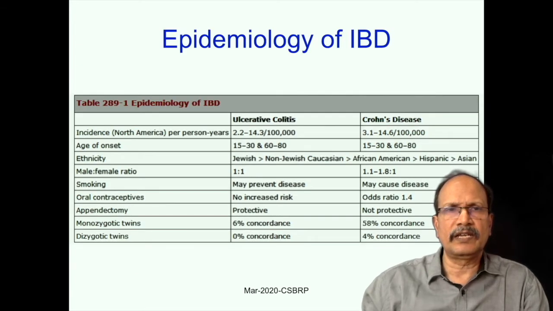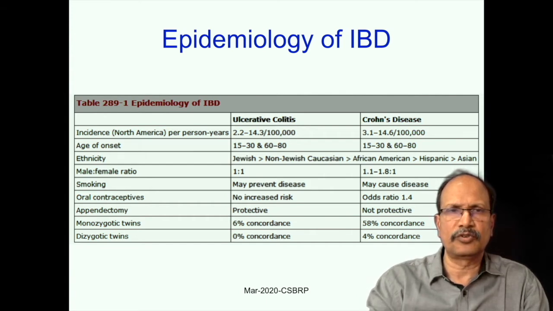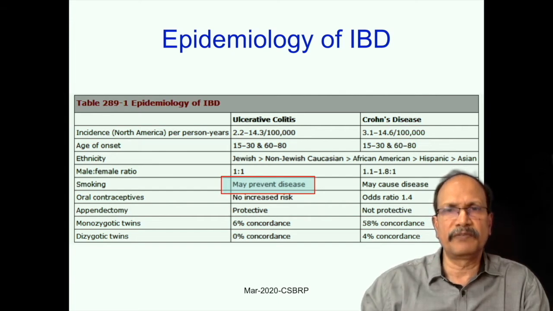If you look at the etiology or epidemiology of IBD, incidence and age of onset are one and the same for ulcerative colitis and Crohn's disease, but look at the ethnicity. Asians are least susceptible for inflammatory bowel disease, whereas other populations may have a higher incidence. Another important thing you should notice is the association with smoking. Smoking may prevent ulcerative colitis, so does appendectomy. Appendectomy also offers protection from the development of ulcerative colitis.